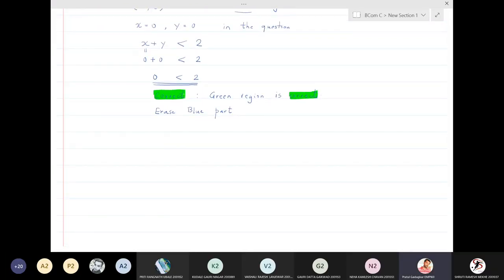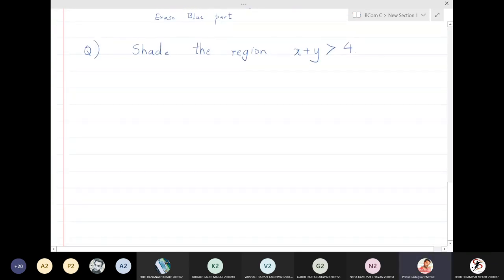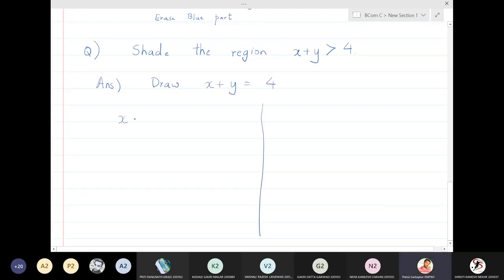So let's take one question now. Shade the region x plus y greater than, let's take 4. Okay, x plus y greater than 4. So I will first do what? I will first draw the line x plus y equal to 4. So let me take two values of x.